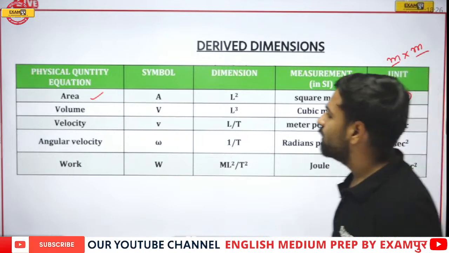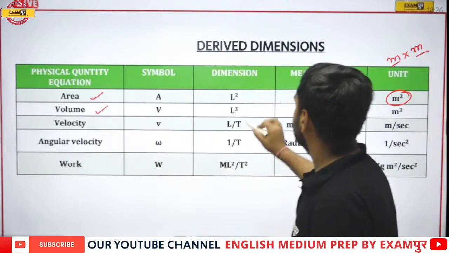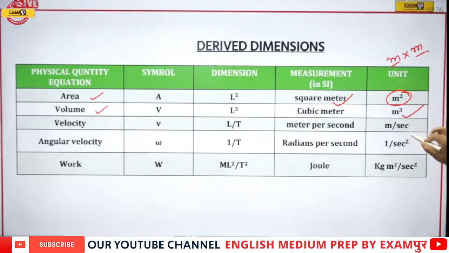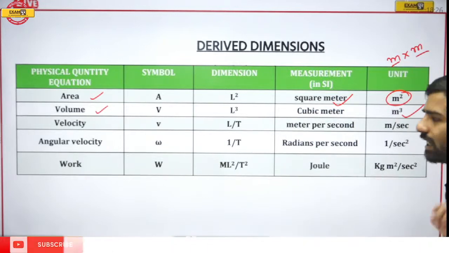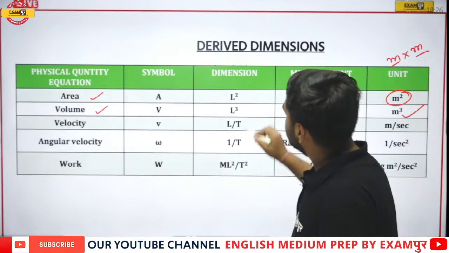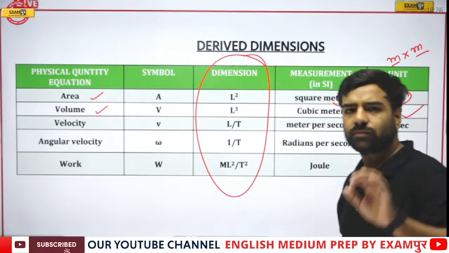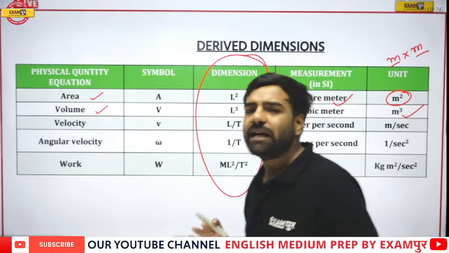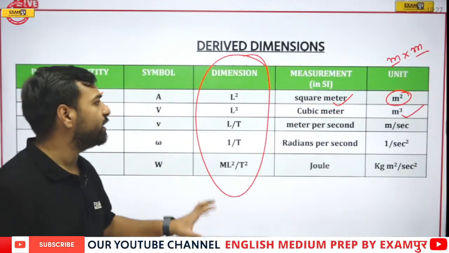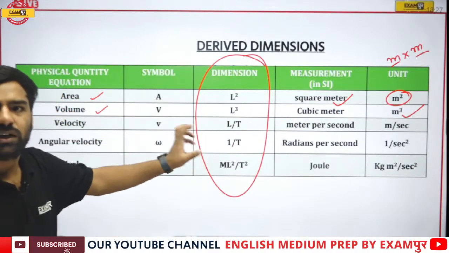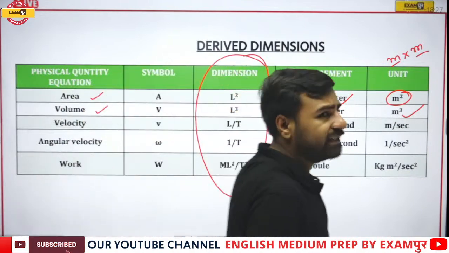Then, if I talk about volume, that is L cube. Now, this is meter cube. So, meter cross meter cross meter, derived. But one thing is there. Let's have a look at this dimension which we are talking about. Do you know how to take out these dimensions? If you're not aware, I'll let you know, but I want the answer from everyone so that I can explain this part. This is asked in the examination.